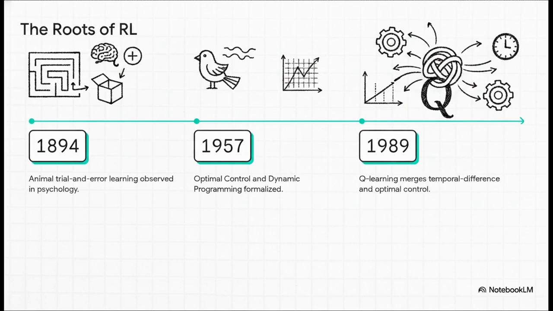For decades, these threads ran strictly parallel. Then came the ultimate Avengers assembling moment of computer science in 1989. Researcher Chris Watkins developed Q-learning, beautifully weaving these psychological intuitions, control equations, and temporal difference algorithms together into the modern powerhouse that we use today.